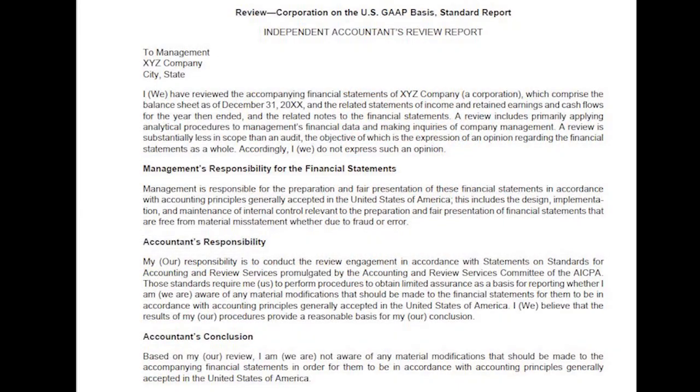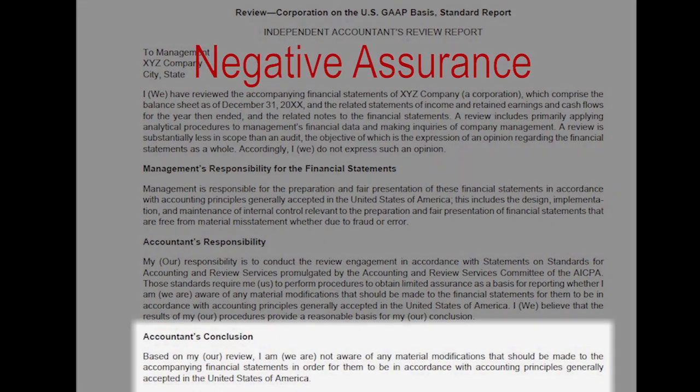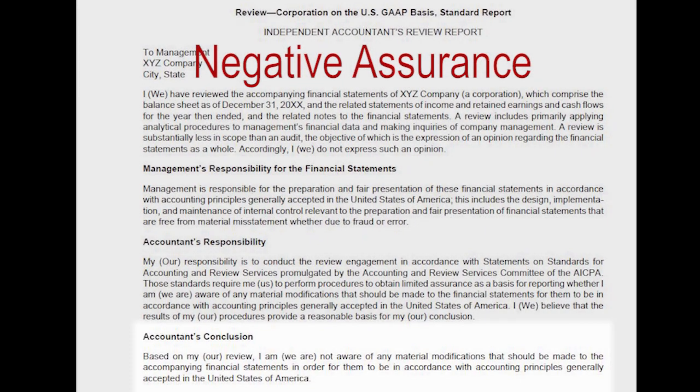A review. A review engagement is meant to ascertain whether or not the financial statements of an organization are believable or plausible and provides limited assurance that the financial statements conform to generally accepted accounting principles. This type of assurance is known as negative assurance. This means that the professional accountant is only providing assurance that nothing has come to their attention that would indicate the financial information is not presented in line with generally accepted accounting principles.